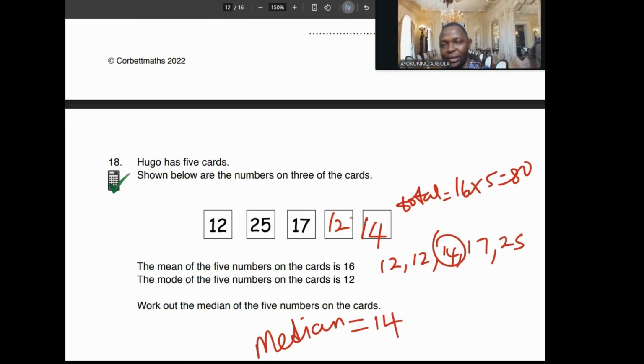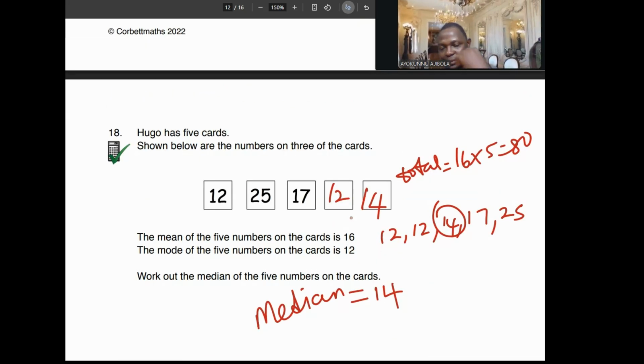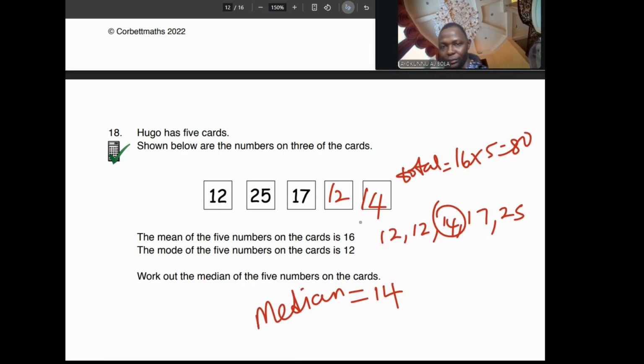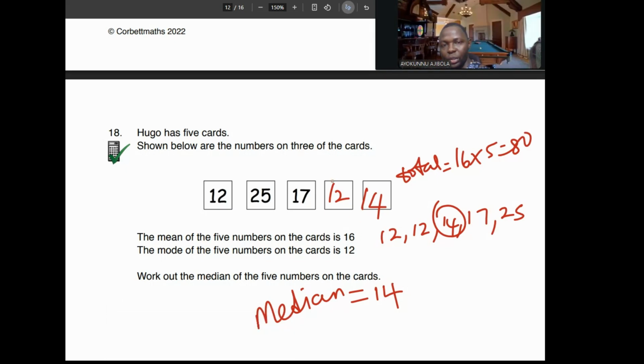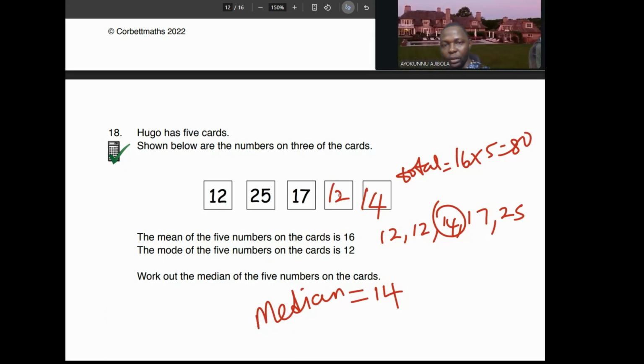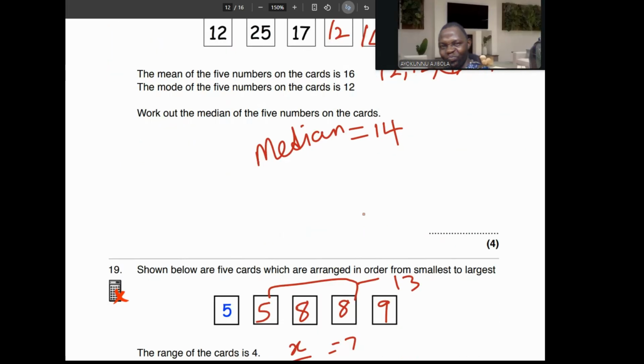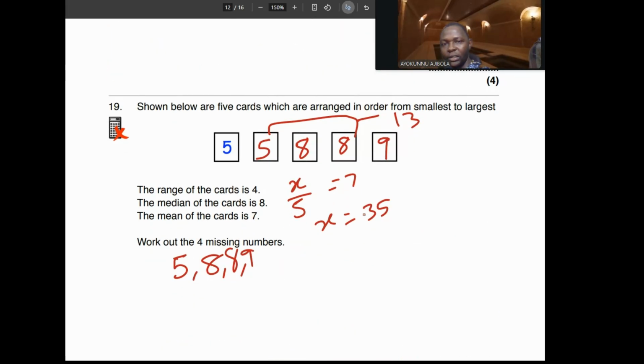Okay, then number 18. I got 14 as the median. 14. Good. Did you get the 12? Oh, so I got the full 4 marks. Wow. You got 12, right? Yeah, I got the 12 and the 14. Okay. What about number 19?